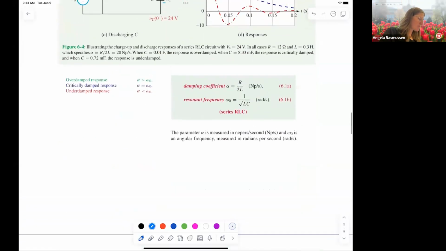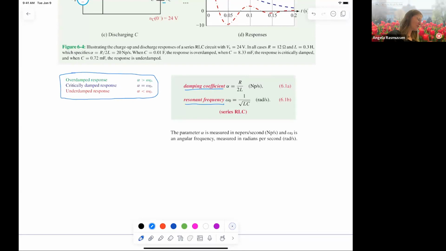Okay. All right. Then there's a couple new terms that you guys will need to know. So here's a summary of those three responses and how the comparison of alpha to omega naught. Have this handy. This is going to be the one you're going to want to have very handy. We have the two terms, damping coefficient and resonant frequency. The alpha is called that damping coefficient, and the resonant frequency is that omega naught.